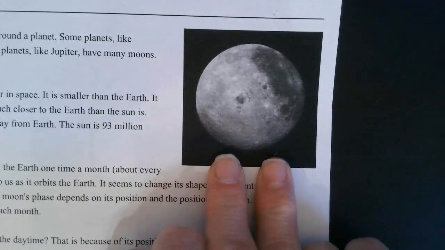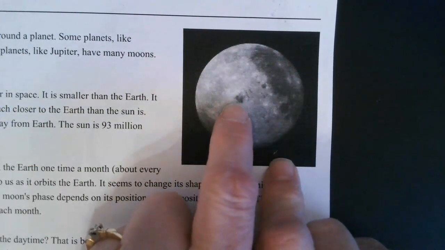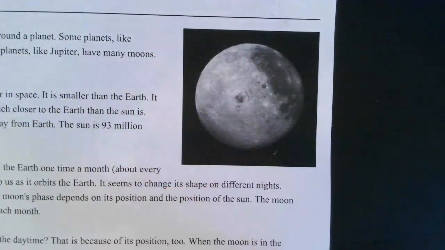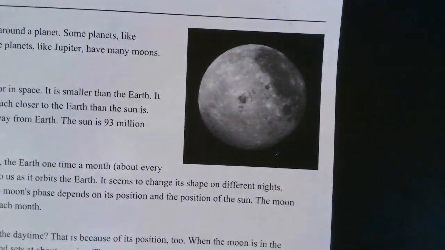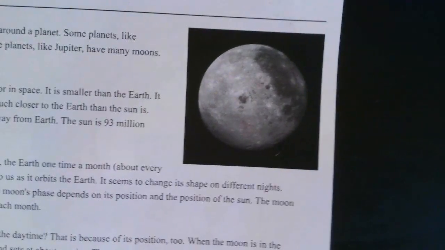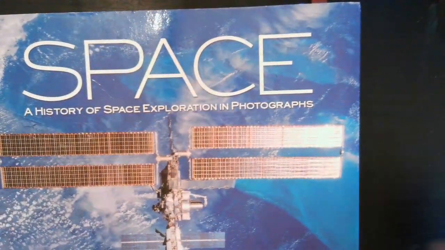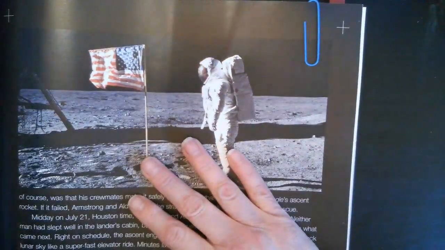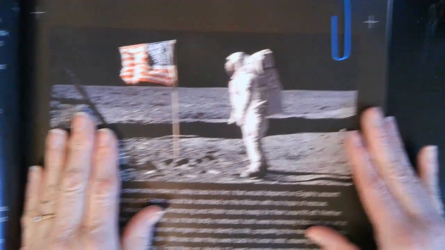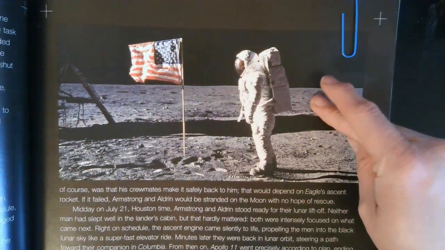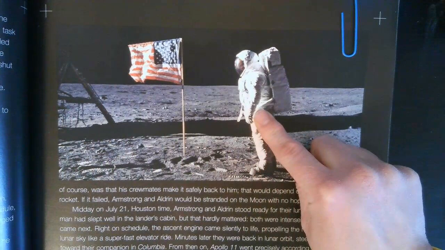So, just by looking at this, I think that and that are some of the craters. To get a little bit better view, in my one space book, there are some cool pictures. There we go. Here is, and I think this one is actually Neil Armstrong.